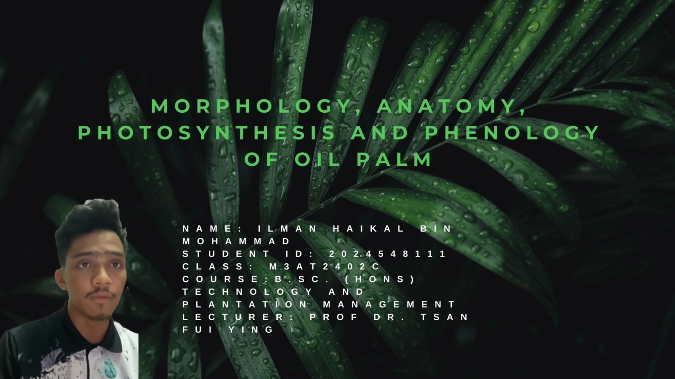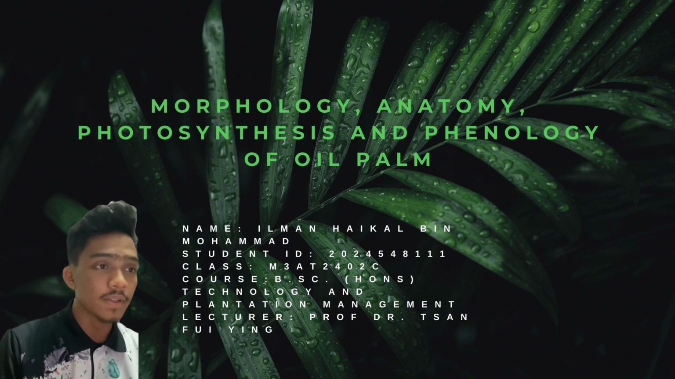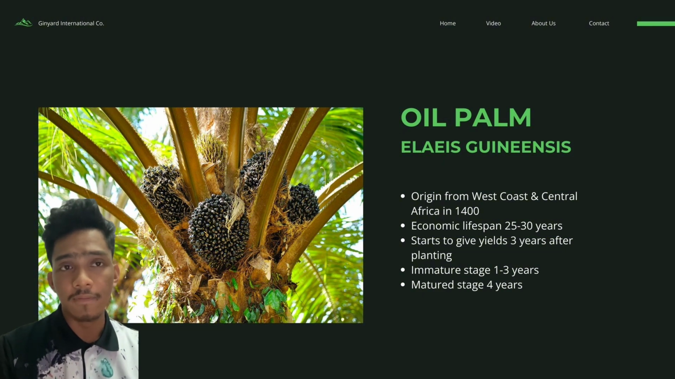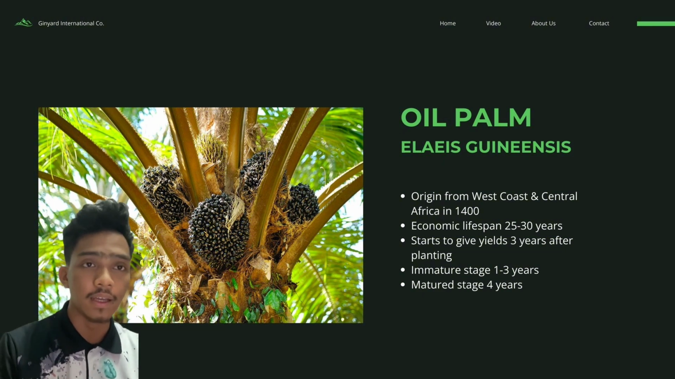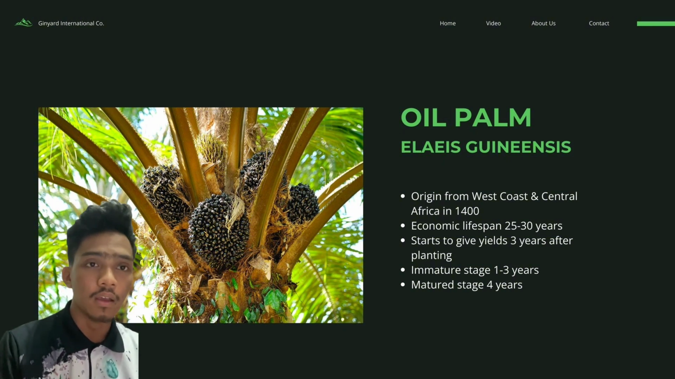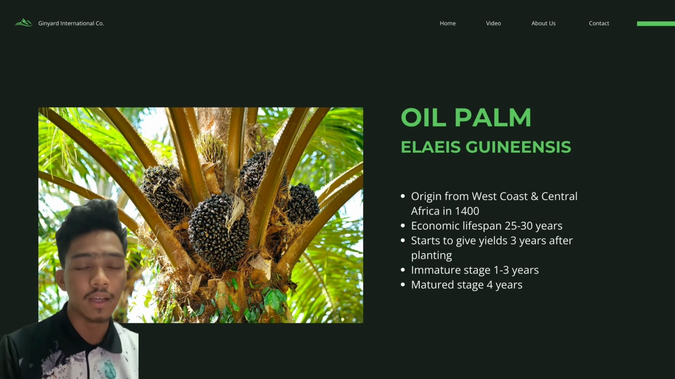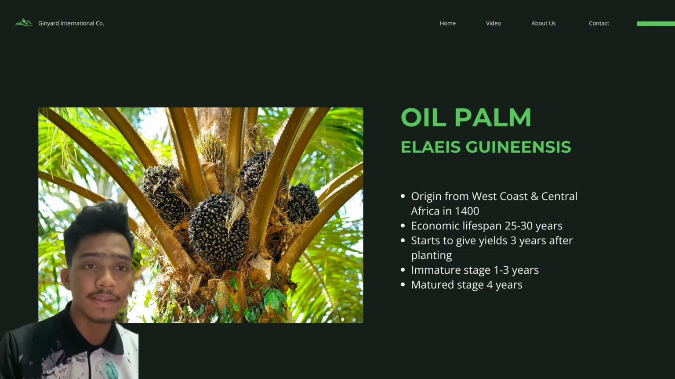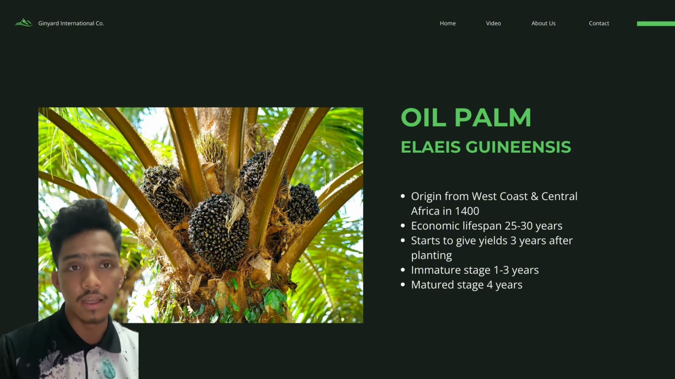Today I will present about morphology, anatomy, photosynthesis and phenology of oil palm. First, we will go with the introduction of oil palm, or the scientific name is Elaeis guineensis. Oil palm originates from West Coast and Central Africa. The economic lifespan of oil palm is 25 until 30 years old. It starts to give yields 3 years after planting. The immature stage is 1 until 3 years. After 3 years old, it will be categorized as a matured stage at 4 years old.